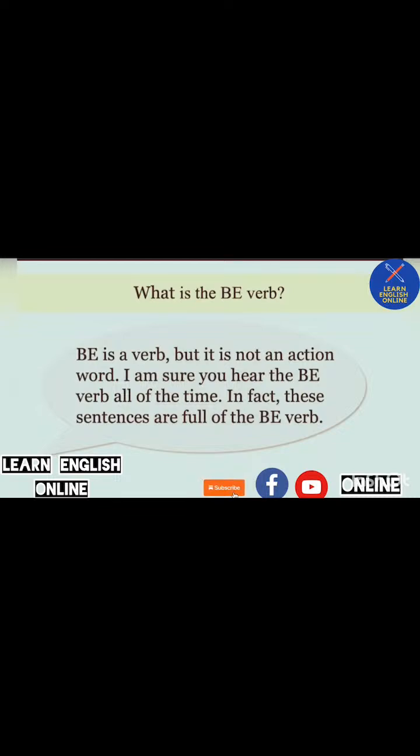I am sure you hear the be verb all of the time. In fact, these sentences are full of the be verb. Let's look. Is a form of the be verb. Am is also the be verb. And are is also a form of be.